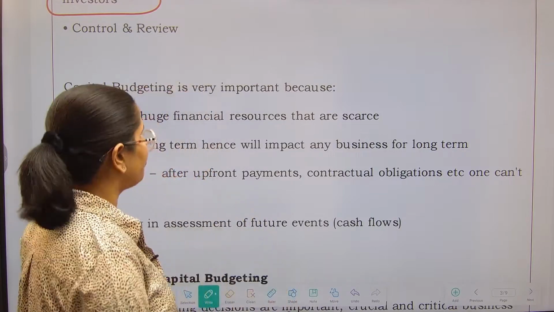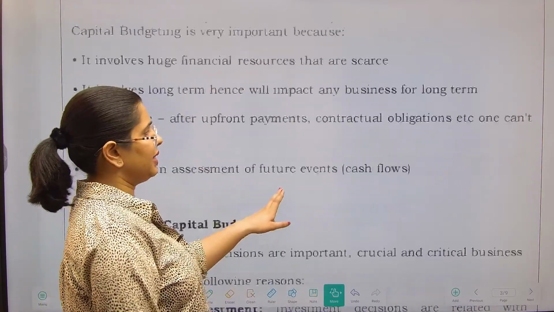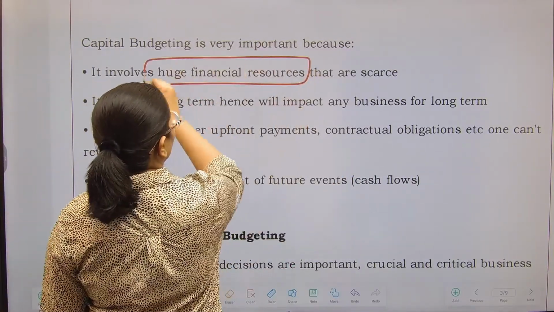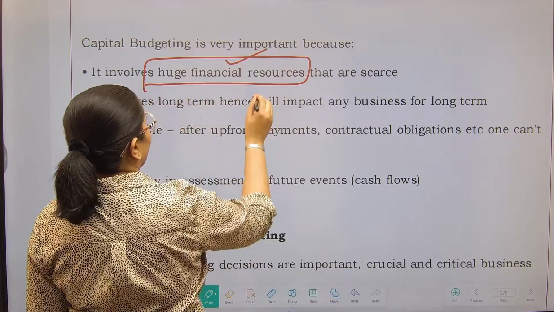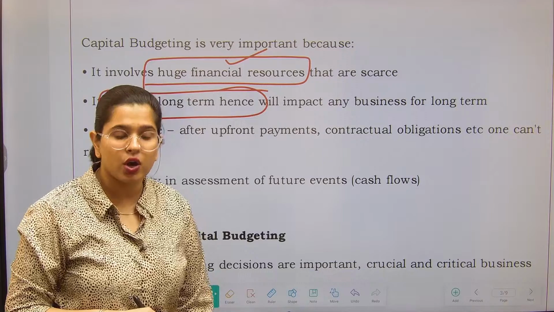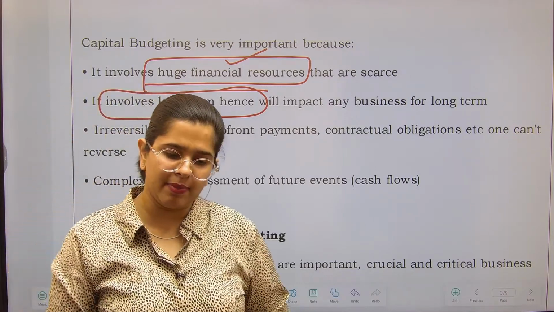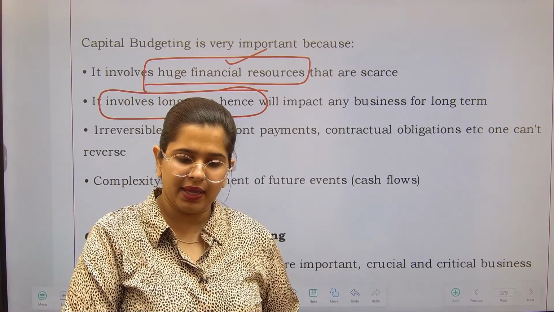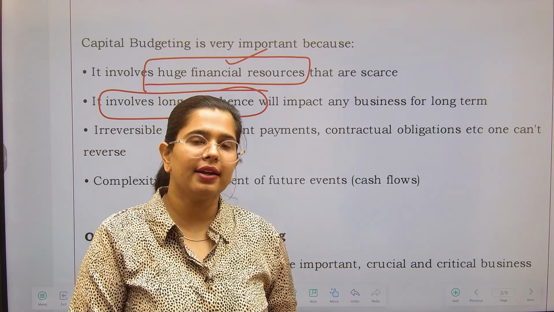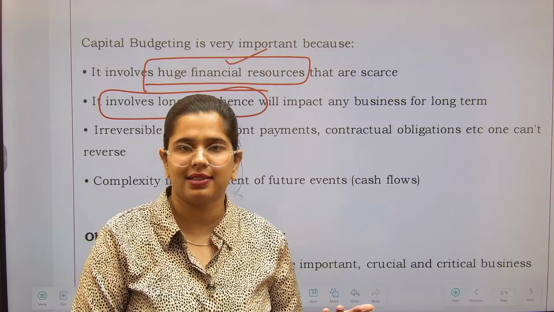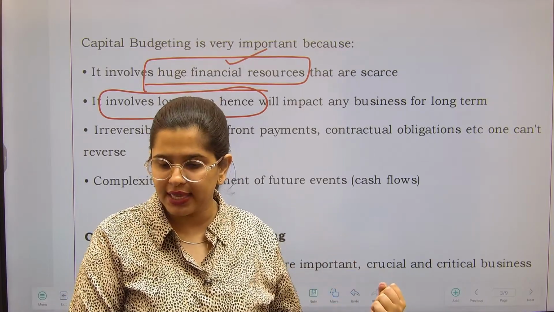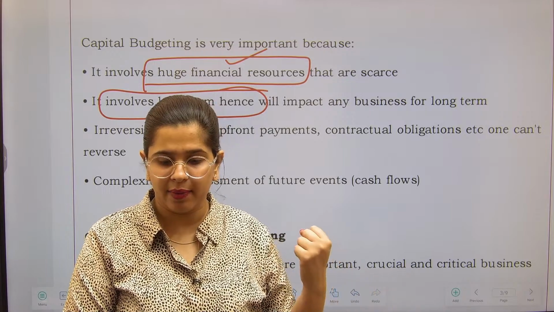Now, capital budgeting is very, very important. Why is it important? Let's see the pointers for it. Number 1, you have to invest huge financial resources. It involves a long-term commitment, hence it will impact any business for the long term. Once I have purchased a particular machinery, that is going to remain with me in my business for a period of, let's say, 5 years or 10 years. So I cannot take a decision just like that. I have to analyze it because my funds are stuck with it. This is going to impact my efficiency as well, right? So a lot of things are based on it.